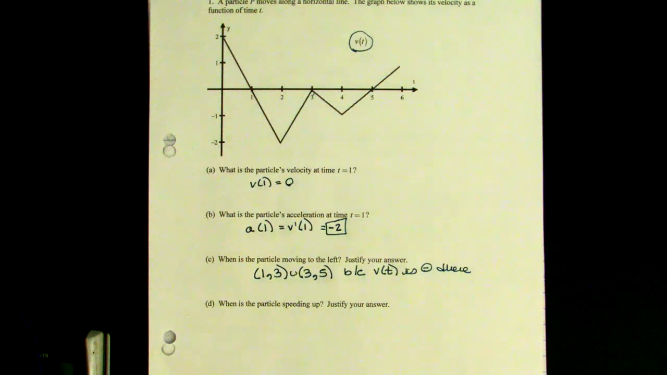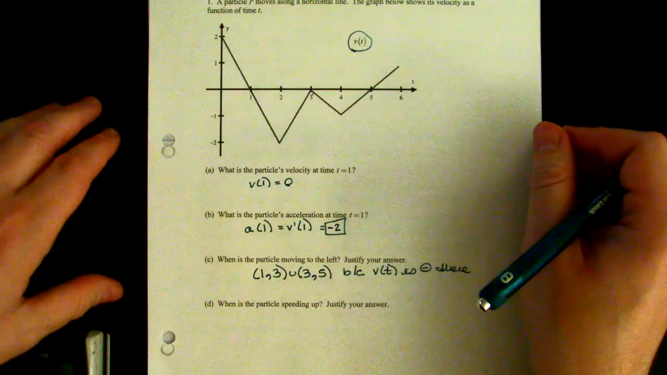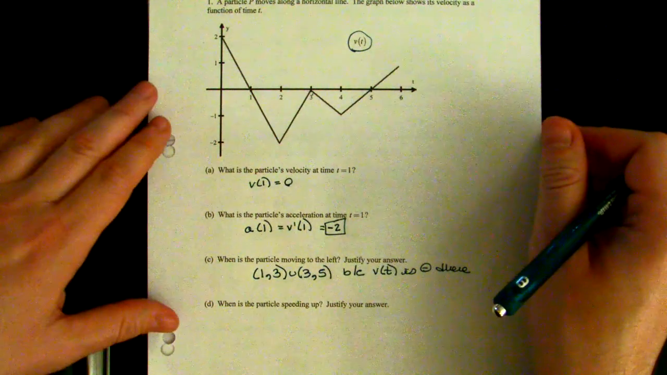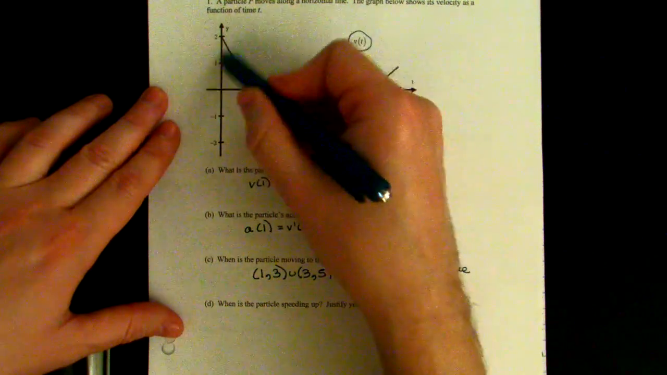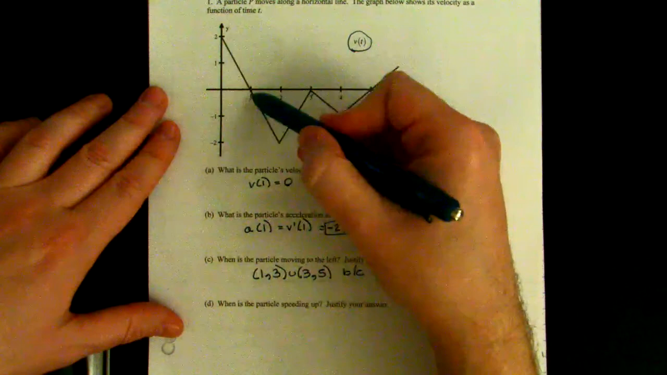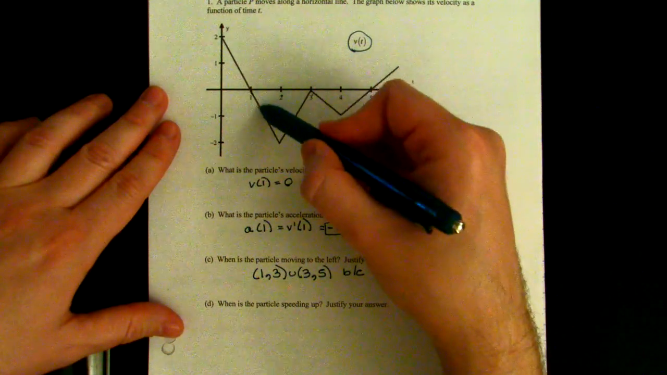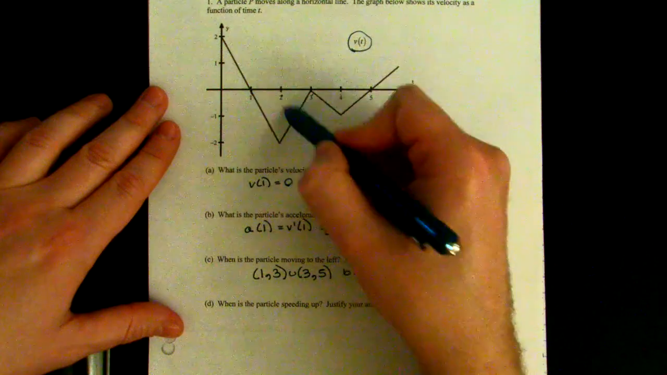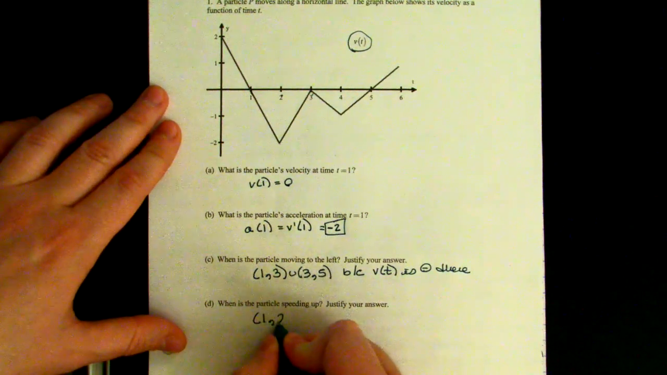Can you figure out where we're speeding up? We're speeding up where our velocity and acceleration have the same sign. My velocity here is positive, and my acceleration, the slope of this, is negative, so it's not going to happen there. But I think between time 1 and time 2 will be good. My velocity is negative, and my acceleration, my slope of velocity, is negative. So I'm going to say between time 1 and time 2.